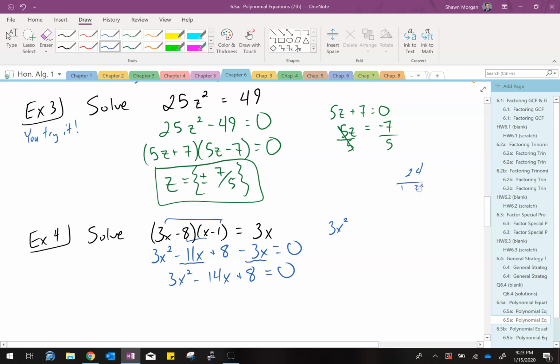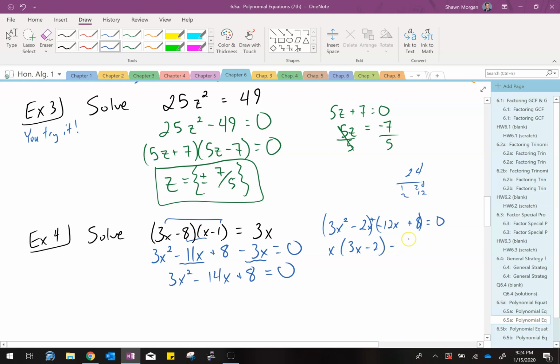Let's see here, 1, 24, 2, and 12. That'll do it, 2 and 12. So let's say 3x² minus 2x minus 12x plus 8 equals 0. We'll do this one by grouping, and that'll give us another example to have under our belts for grouping in the British method. Looks like we'll factor out an x, 3x minus 2.